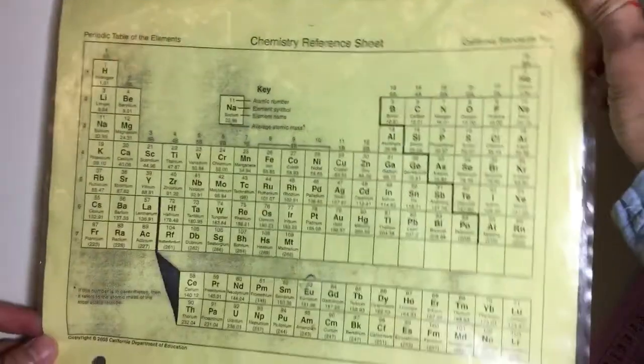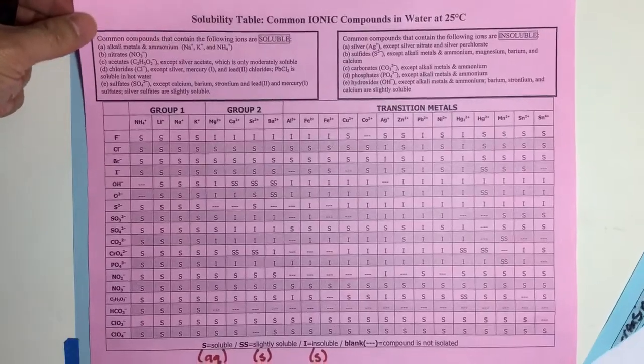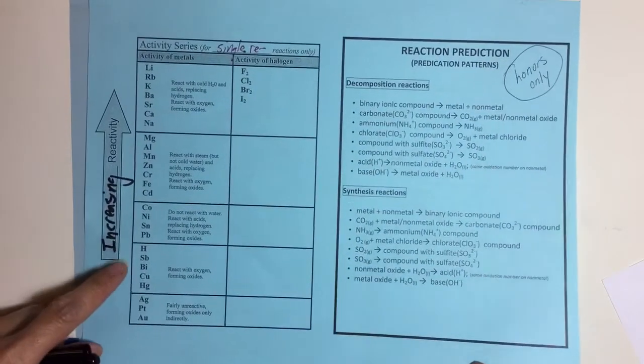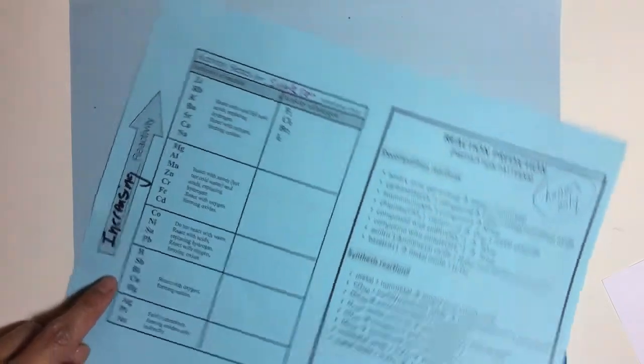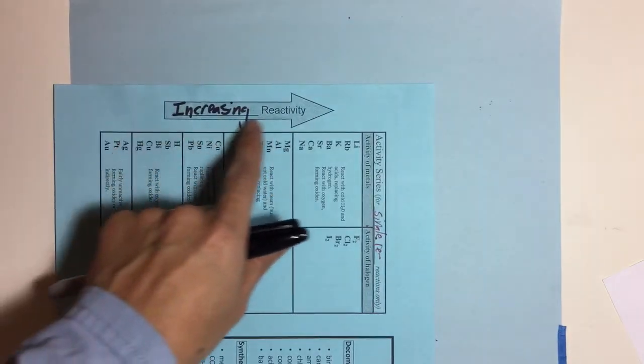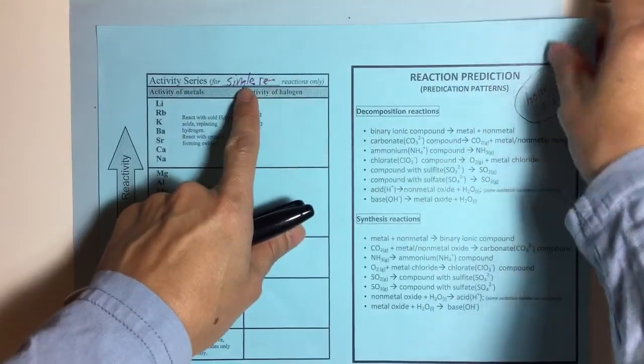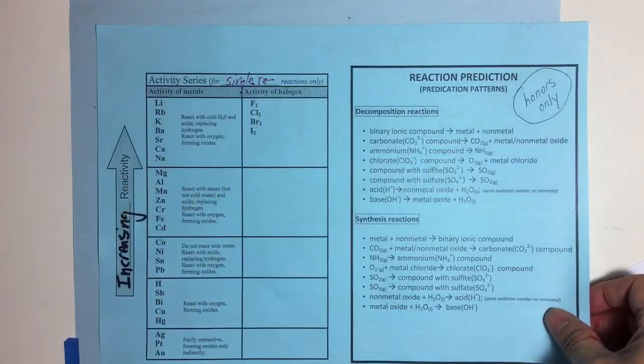You'll need to have your periodic table just to remind you of the charges of your ions. You'll need your solubility table to see which ionic compounds will be soluble and which will be insoluble. And then you're also going to need your activity series chart, and we're going to learn how to read it. Reactivity is increasing here, and only single replacement reactions are used with the activity series chart.